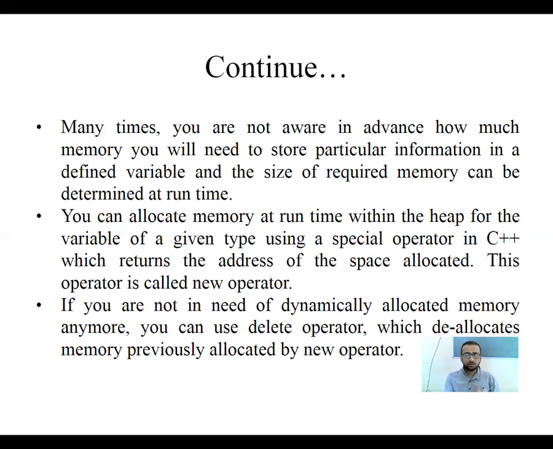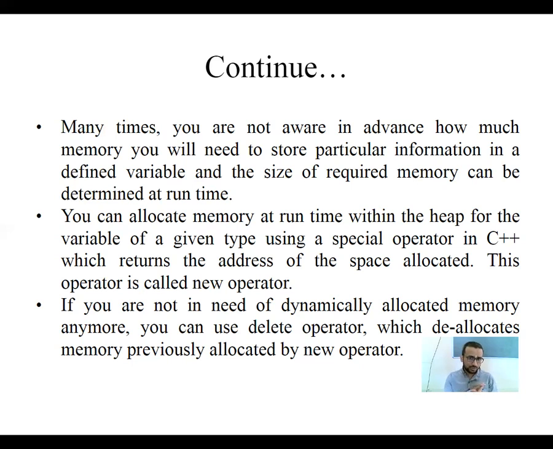So if we want to allocate memory at the time of execution of the program, we can use this new operator. By using the new operator, we can allocate memory to a particular variable of a given type at runtime. And if we no longer need such dynamically allocated memory, we can use the delete operator.